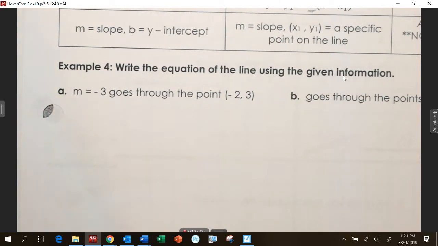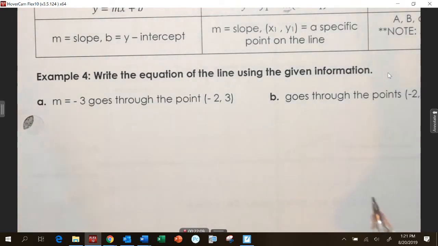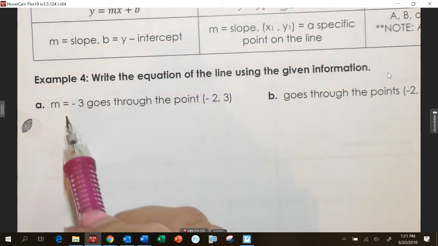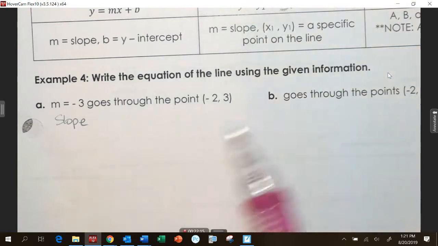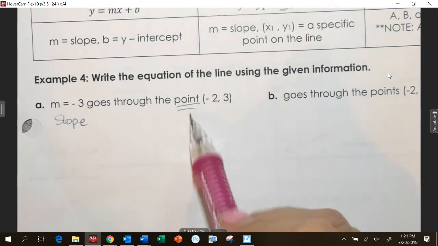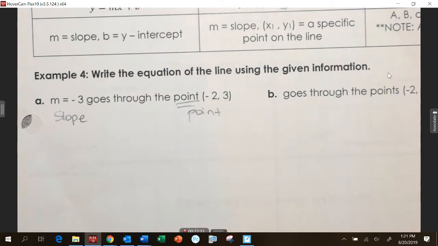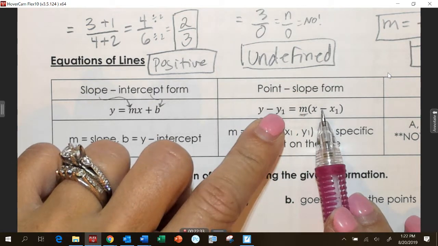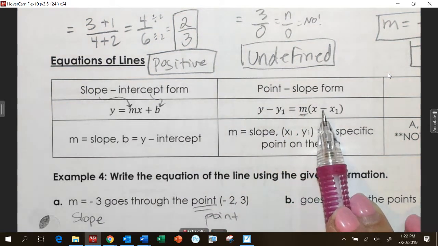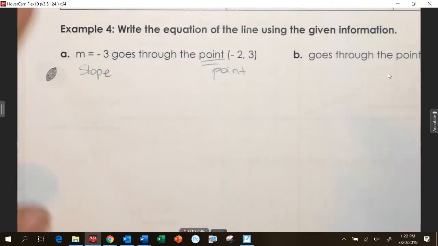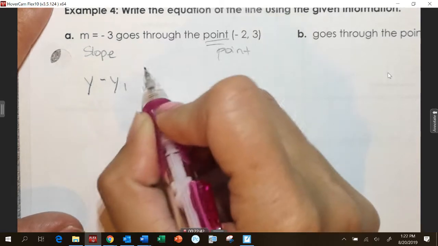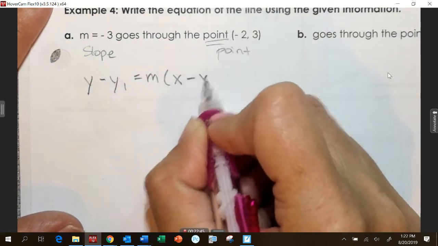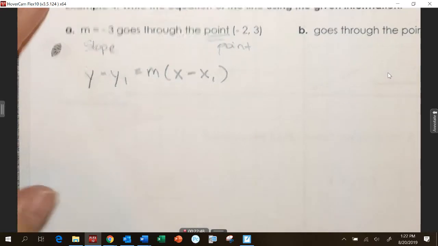All right. Write the equation of a line using the given information. So we look and see what information we're given and decide what we want to use to write the equation. I'm given the slope, and I'm given a point. If I have the slope and a point, which equation uses those words? Point slope form. So I'm going to plug everything into point slope form for this one. If I don't have it memorized, I'm going to write it. I gave you like half a page to write it. So y minus y1 equals m times x minus x1. That's my point slope form.